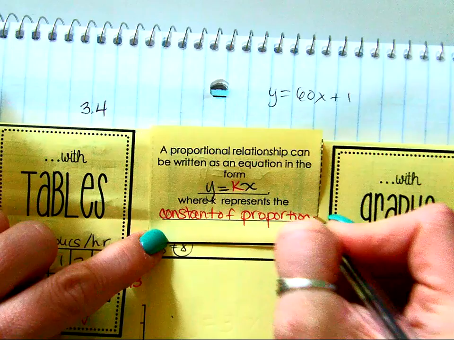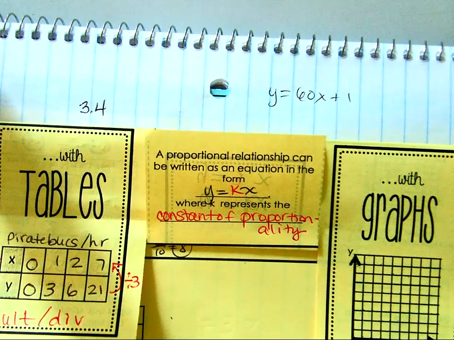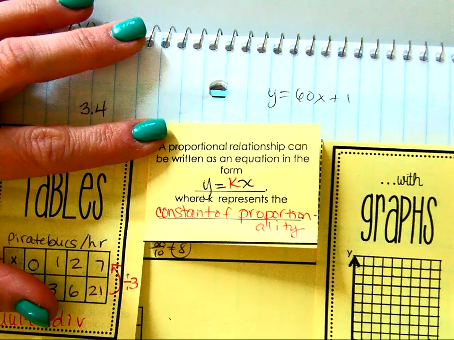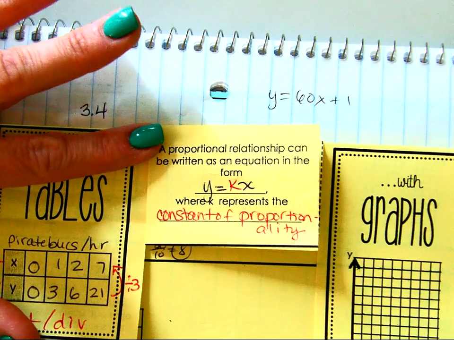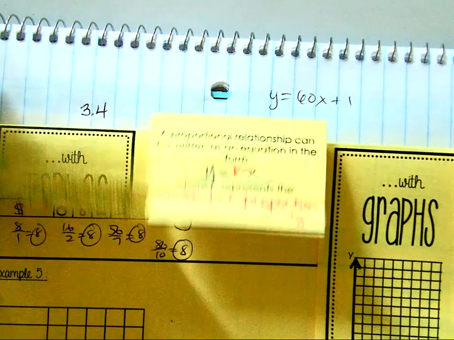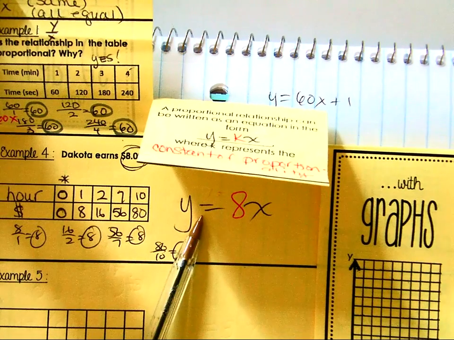All right, yeah, it's a term. It's a real fancy term. It takes a long time to write it. That's all that it means. Constant of proportionality is a fancy way of saying, oh, when I divided them all, I got 60. Yep. When I divided all these, I got 8. Mm-hmm. That's what your constant of proportionality is.